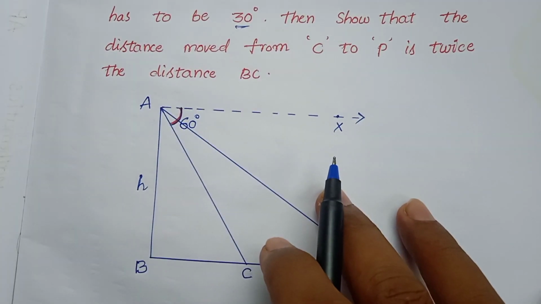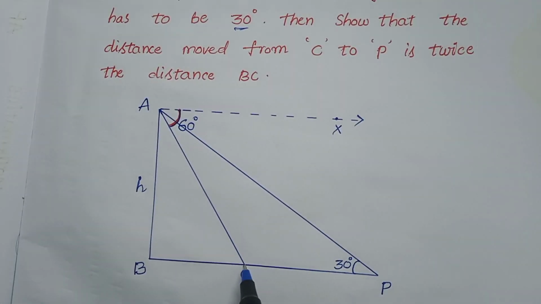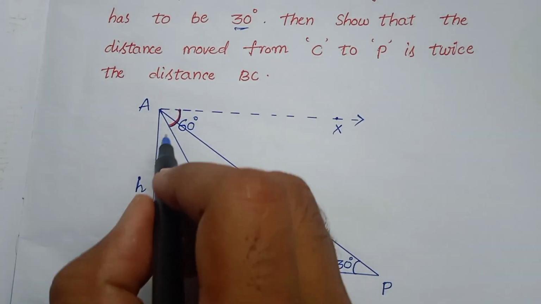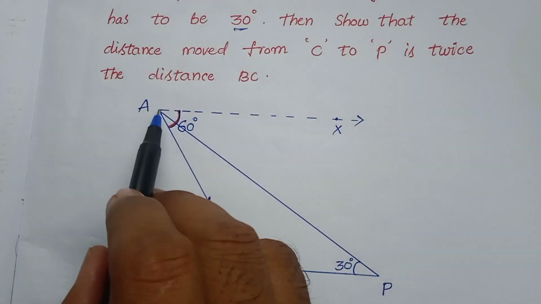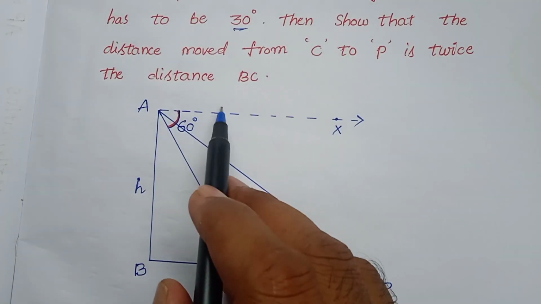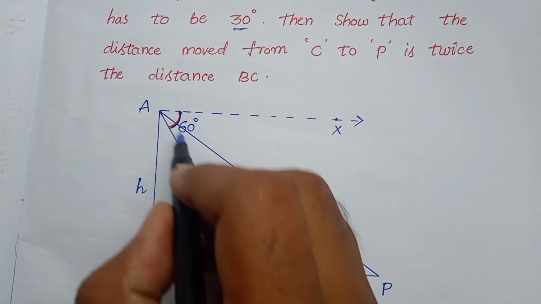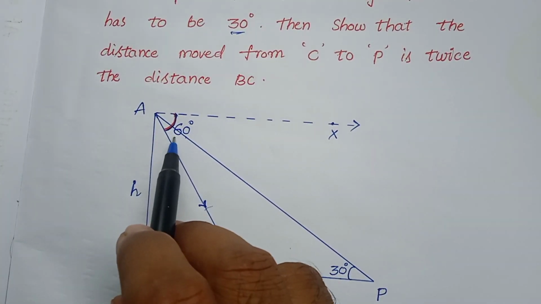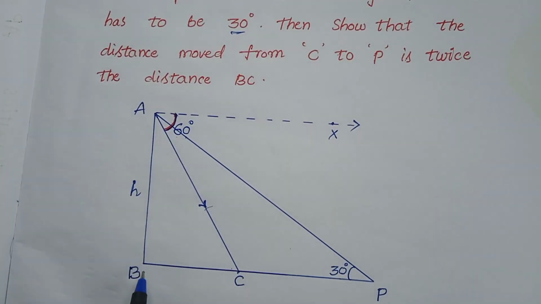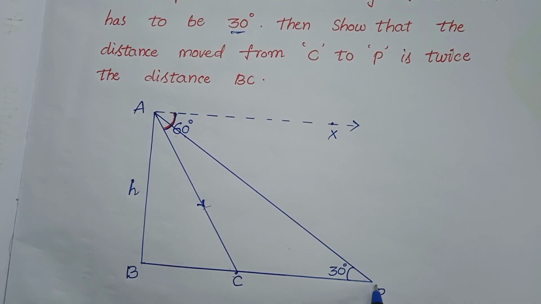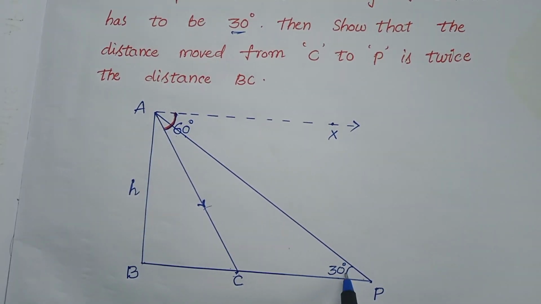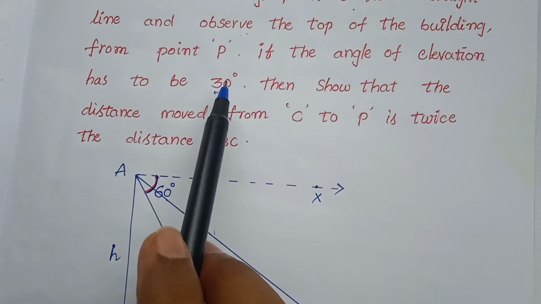See, when an observer is observing point C from the top of the building, this is the line of sight. A horizontal line is above the line of sight, so the angle made in this case is the angle of depression. That is, here the angle of depression is 60 degrees. When the observer moved through point C from the foot of the building, the angle of elevation of the top of the building from point P is 30 degrees according to the given data. That is the problem.